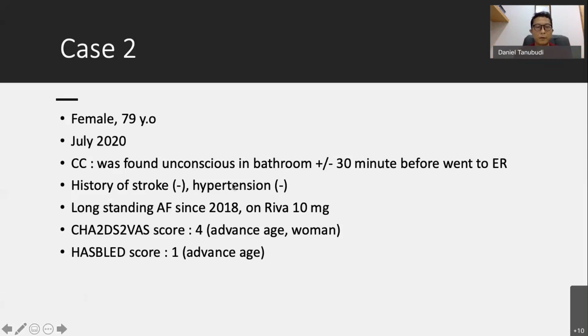The patient also had long-standing atrial fibrillation since 2 years ago, but she was maintained on rivaroxaban 10 milligram. Interesting, because maybe the physician was afraid of a bleeding problem, so gave the lowest possible dose for this patient. Even though the CHA2DS2-VASc score is 4, the HAS-BLED is only 1. So they maintained rivaroxaban 10 milligram.